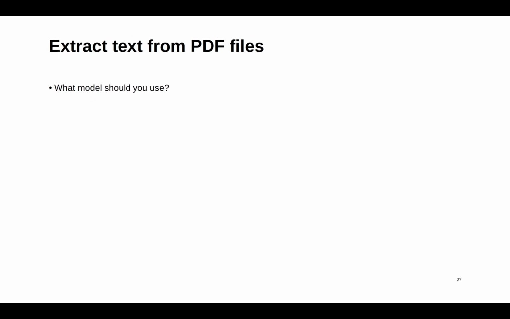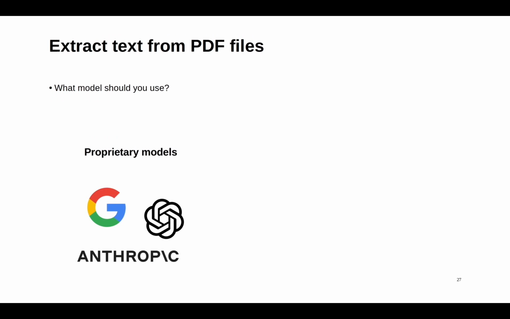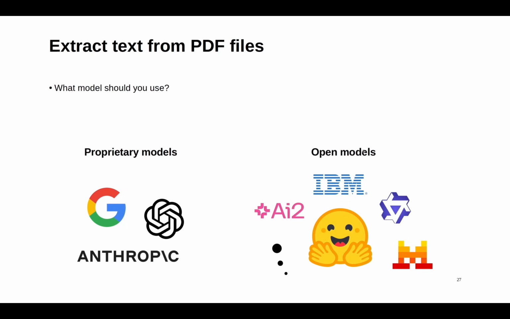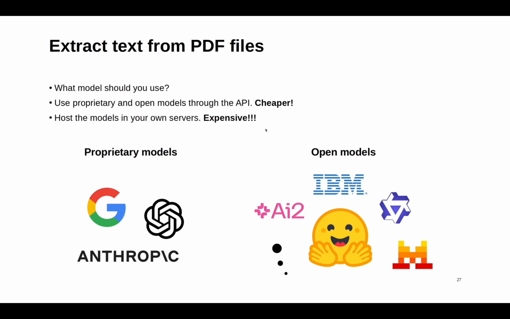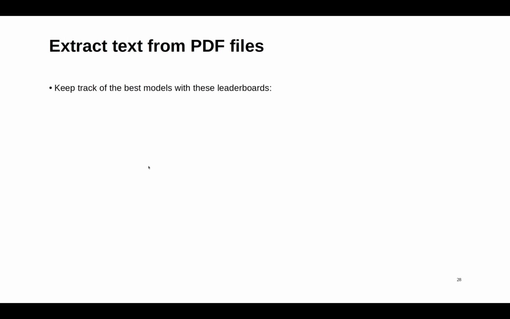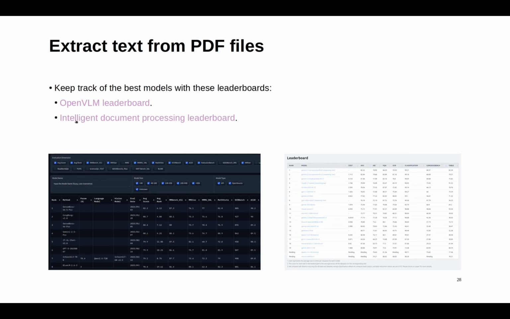So which model should you choose? You have two options: proprietary models or open models. You can use both through APIs. It is cheaper than hosting your own GPU server, but if you already have the hardware, you can host open-weight models locally. Just keep in mind that this is expensive. Finally, I want to share two leaderboards you can use to track the best models. We have OpenVLM and the Intelligent Document Processing leaderboard.